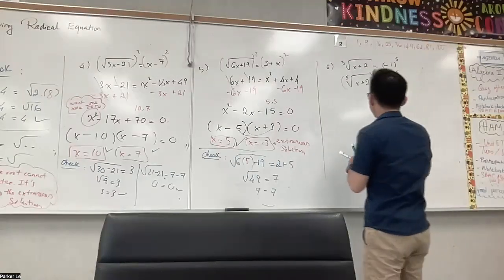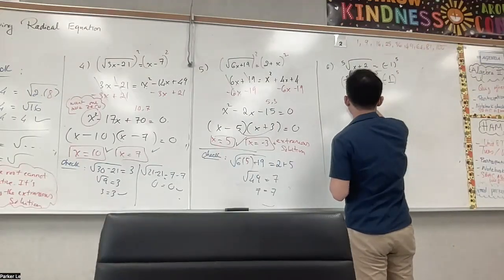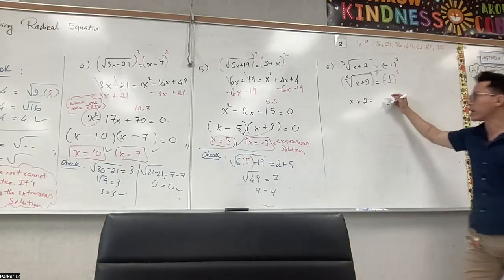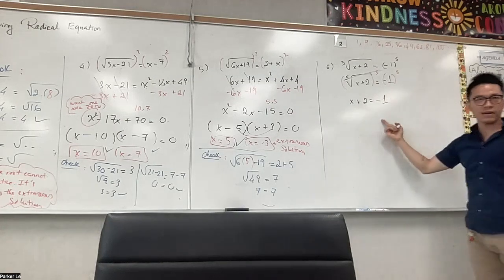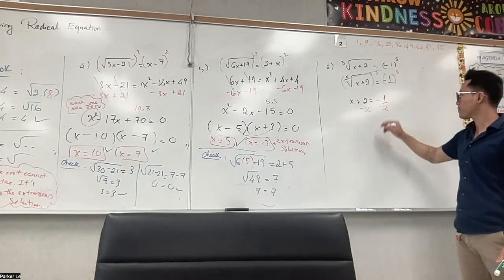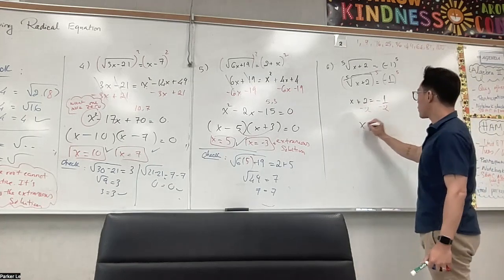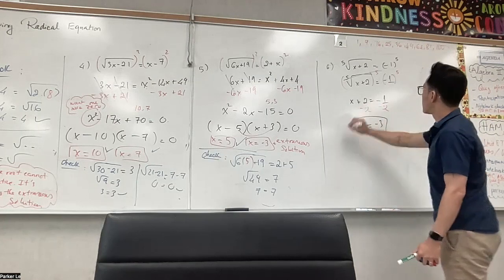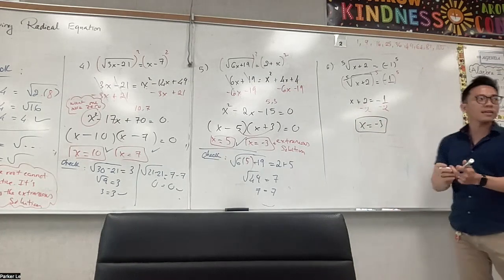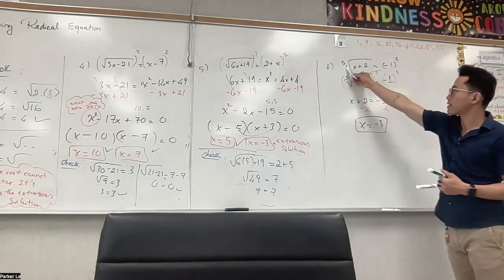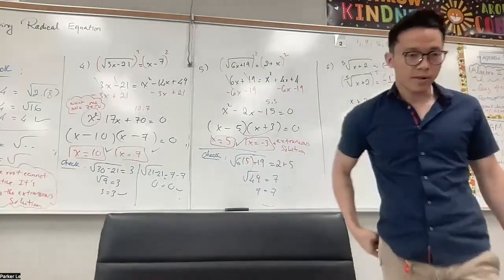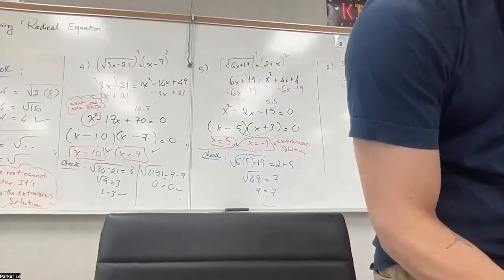So cancel this out and have x plus 2. Now again, what is negative 1 to the fifth power? Still negative 1. And now very, very simple. What are you going to do? Minus 2. x is equal to negative 3. Do we need to check? No, because this is an odd power. You don't need to check. Easy stuff, right?